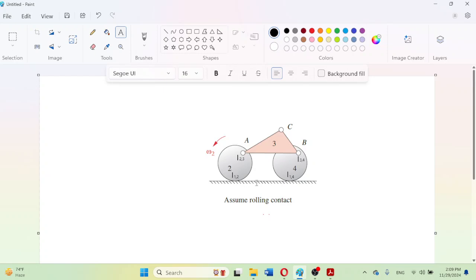Remember, as the ground is stationary and its velocity is 0, the linear velocities of instant centers I1,2 and I1,4 will be 0. So we can also say that link 2 and link 4 are in pure rotation about their respective instant centers at the moment when they are in contact with this ground link 1.